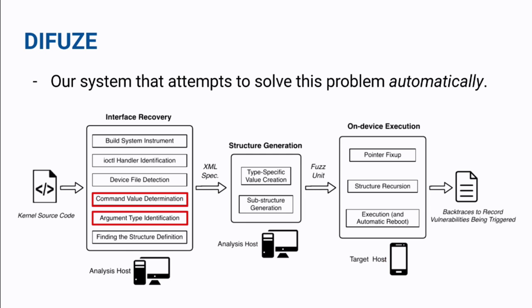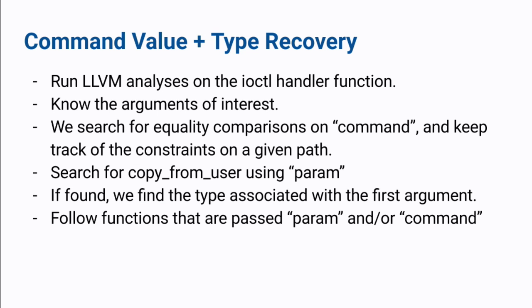OK, so the next big thing is now we have all these ioctl handler functions. Well, we want to know what do we send them, right? We need to know the command values and the types that go with those command values. So this analysis is done in tandem. We find both of these things together.